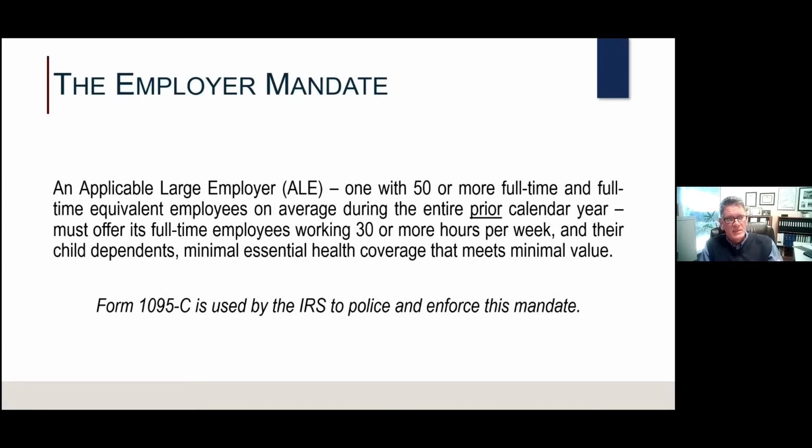Those are all the things that the ACA says medical now has to address, and it has to meet minimal value. That's an actuarial number which dictates that carriers have to spend a certain percentage of the premium dollars on actual care versus administrative costs. The sole purpose of the 1095-C is for the IRS to police and enforce this employer mandate.